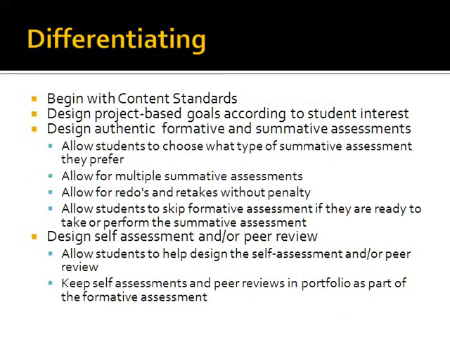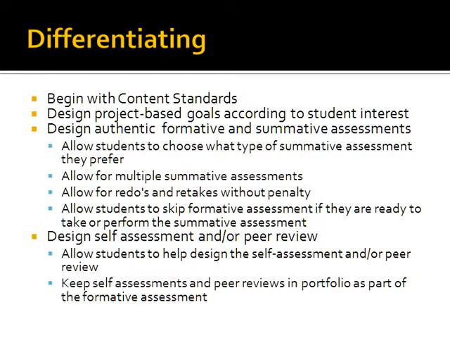So we begin with the content standards. Then we're going to design our project-based goals according to student interest. This helps in differentiating. So if I have a class that I know is completely taken in with football, I'm going to want to design my lessons or my thematic unit with a football theme.